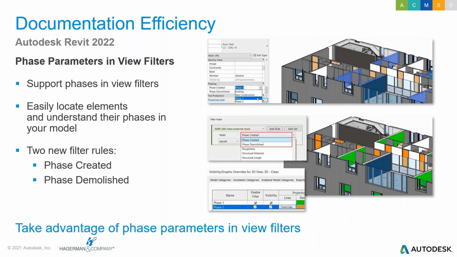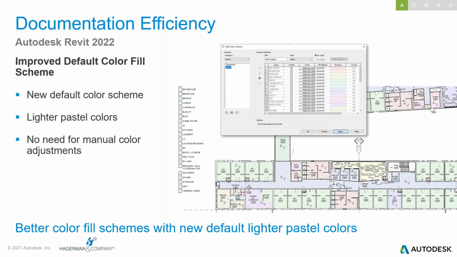Now, one of the most efficient ways in Revit to control the visibility and color of elements is to use view filters. Revit 2022 introduces new filter rules for phase created and phase demolished to help you manage the display of phases in your project. This makes it easier to visually locate elements and understand their phases in your model.